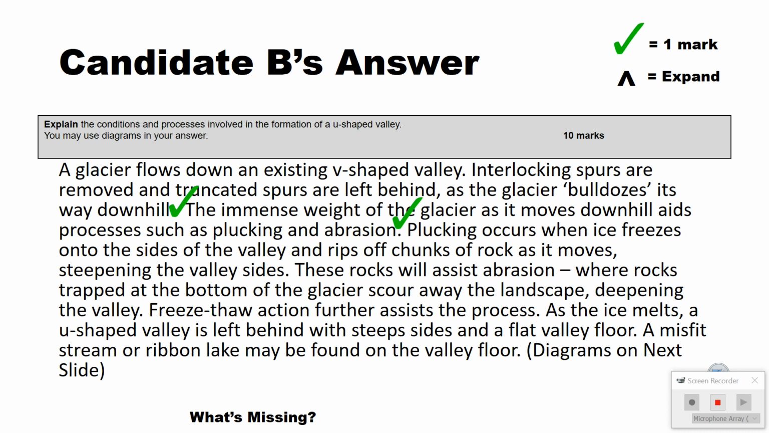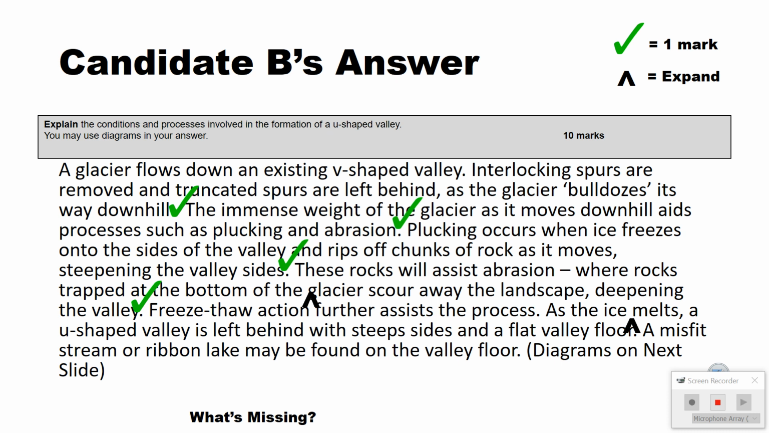Plucking occurs when ice freezes onto the slopes, and the glacier moves it off as it moves, steepening the sides. They said how it works, where it works, and they've explained it, so that's getting them a mark. The rocks will assist abrasion, where rocks trapped at the bottom of the glacier scour away the landscape, deepening the valley. I've given a mark for the explanation of abrasion, how it works, and they've said where it happens and how it changes the valley shape by deepening it. Frost, freeze-thaw action, further assist process. They haven't explained it, but they do next. As ice melts, they haven't explained it, so no mark, sorry.